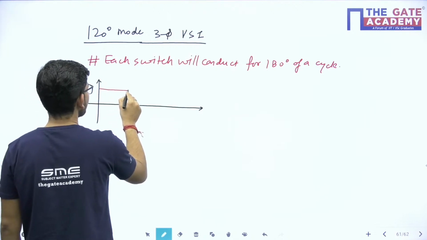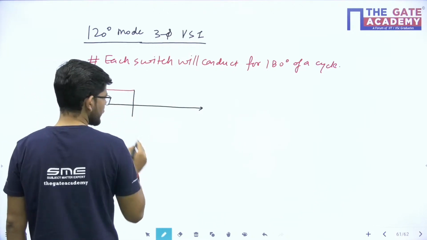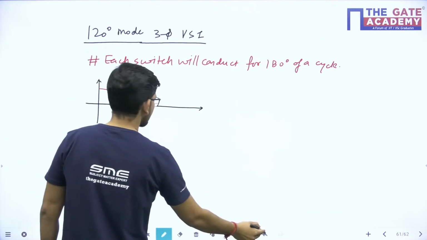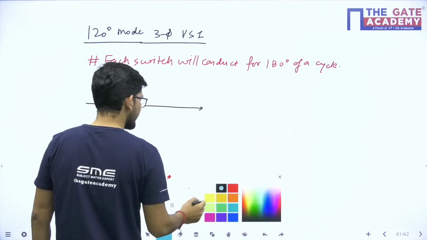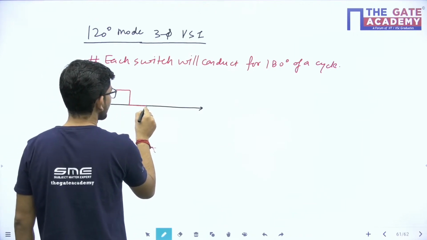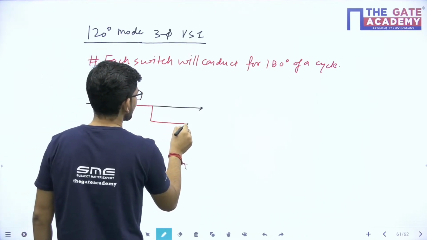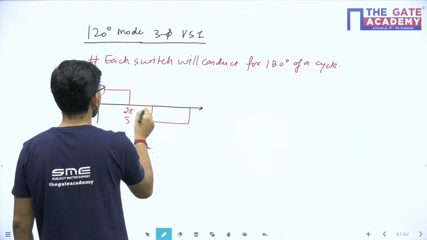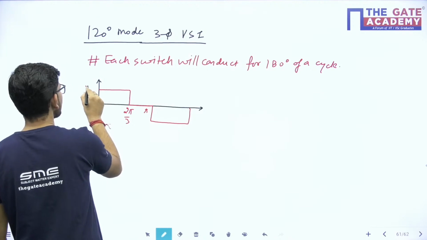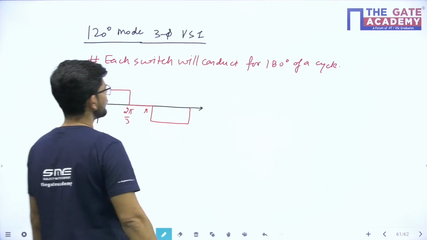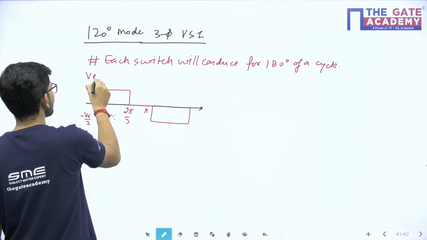We are having Vs by 2 amount, so I will be having a phase voltage waveform which is something like this, a quasi square wave I will be getting. So this is 2 pi by 3, and this is pi, and this magnitude is Vs by 2 and minus Vs by 2. This is my phase voltage waveform.